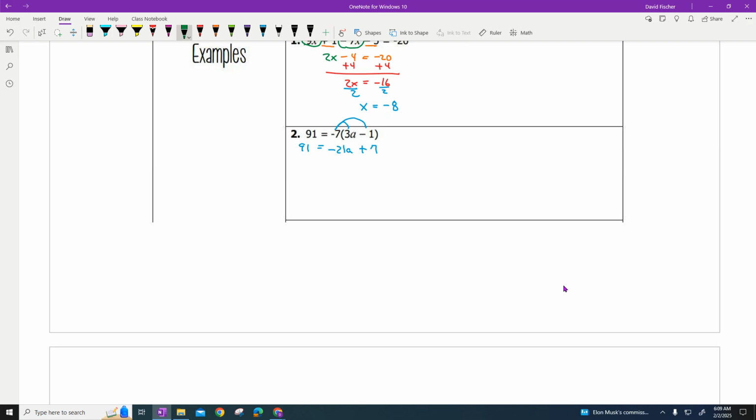Now, even though the A is on the right-hand side, I'm not going to spend one whole step getting it over here to the left because that's what you're used to. I'm just going to get rid of this minus 7 here. And now I don't know what 91 take away 7 is.